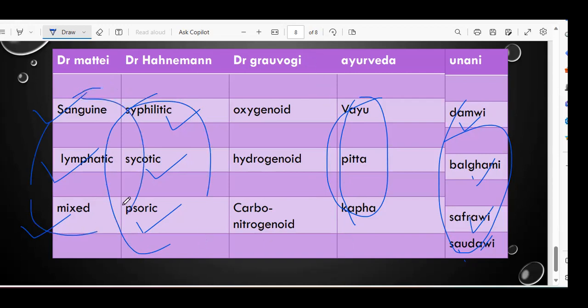So basically, later on, other temperaments were also developed by other electrohomeopathy doctors. Those we will discuss. Basically, sanguine and lymphatic are the base, and mixed. These are the bases of temperament.